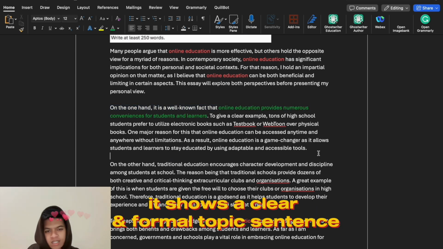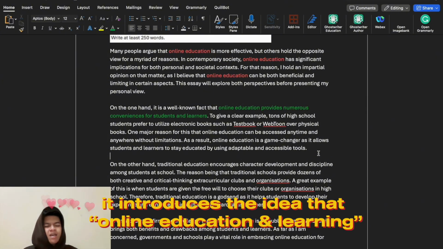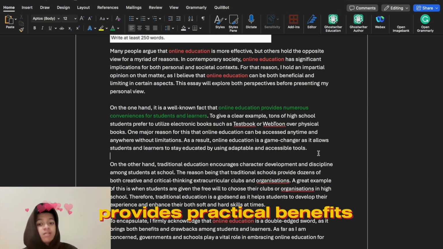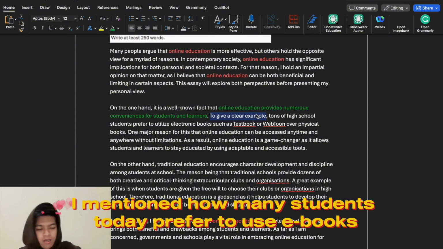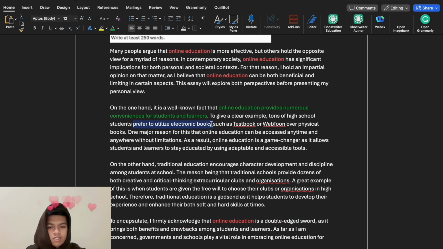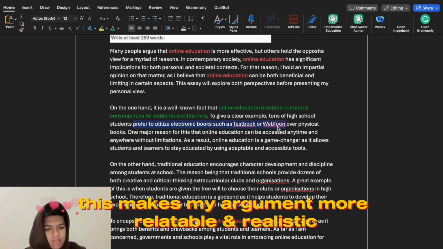It shows a clear and formal topic sentence. It introduces the idea that online education and learning provides practical benefits. Then I provide an example using the phrase to give a clear example. I mention how many students today prefer to use ebooks such as textbook or webtoon. This makes my argument more relatable and realistic.